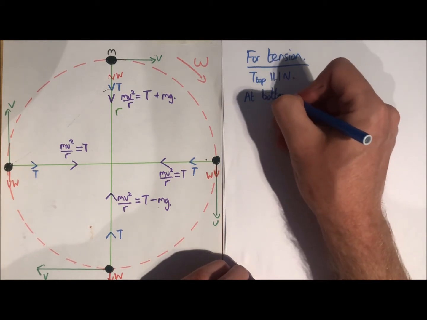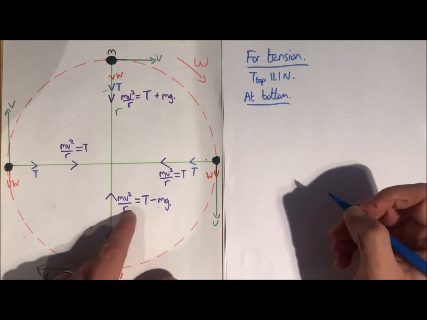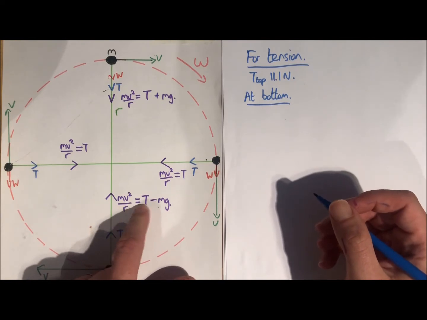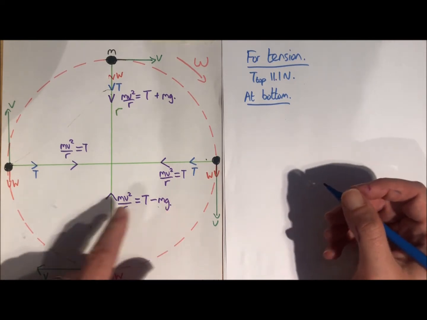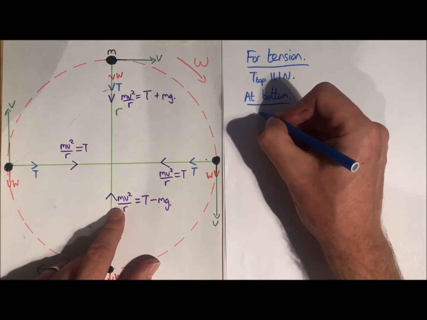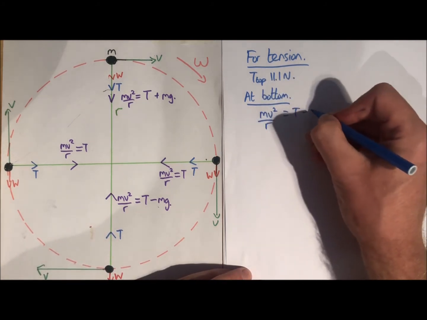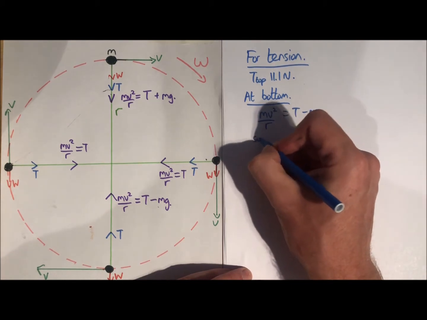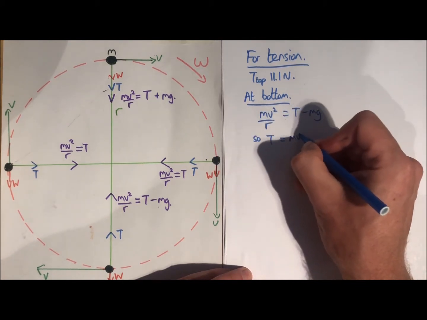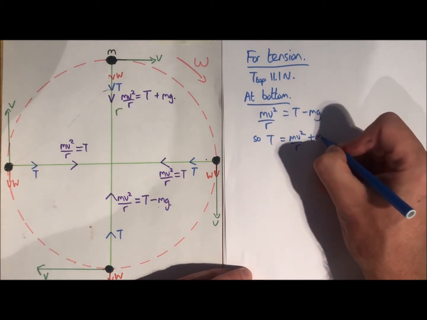At the bottom, we've got mv squared over r equals T minus mg. Okay, so we're just going to write that out. mv squared over r equals T minus mg. So T is mv squared over r plus mg.